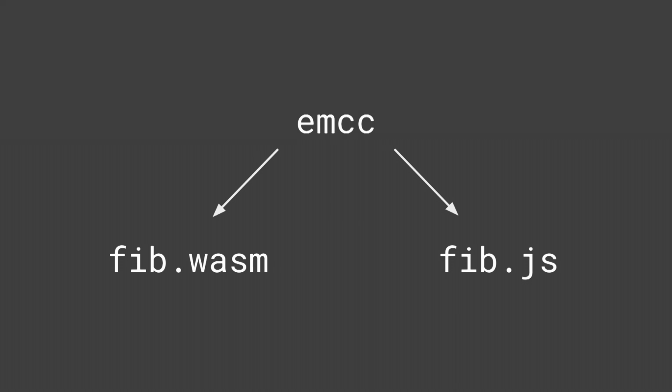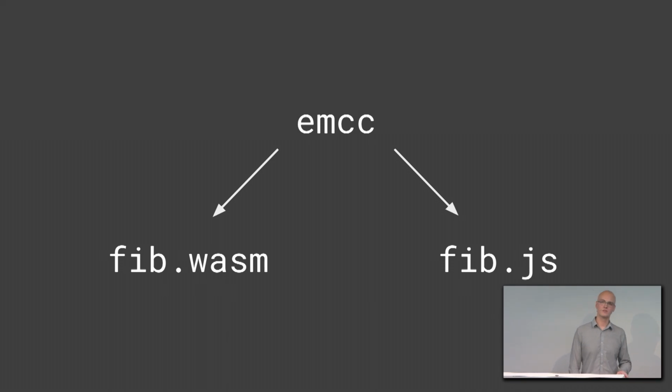emcc will give us back two different files, a fib.wasm and a fib.js. The fib.wasm file holds the minimal WebAssembly binary for our actual compiled C++ function. And fib.js holds a lot of helper glue code in JavaScript that helps us load our module and interact with it. It's worth mentioning here that Emscripten has a ton of different ways to actually output this code. You can pass in, for example, requesting an HTML file, and it'll give you back an HTML file with a terminal simulator that you can actually use to interact with your WebAssembly code.